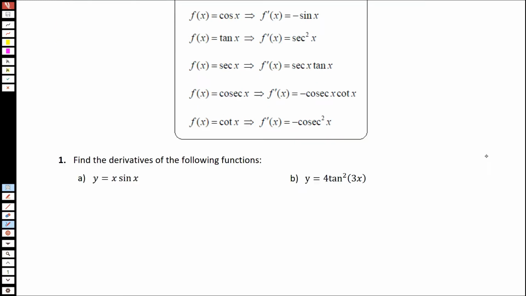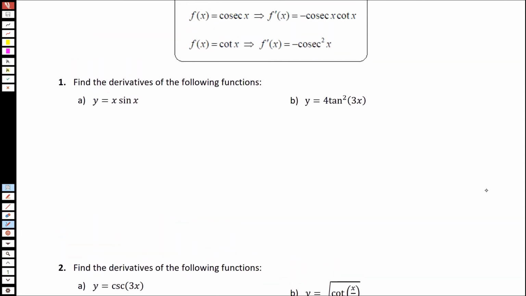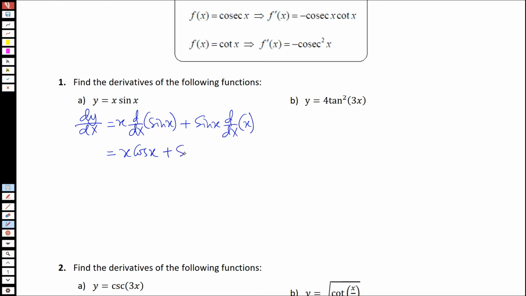So in number one, we are required to find the derivative of y equals x sin x. Because this is a product of two functions, we shall apply the product rule. So dy over dx will be equal to x multiplied by the derivative of sin x plus sin x multiplied by the derivative of x. Now the derivative of sin x is cos x, so this will be x cos x plus the derivative of x is 1, so this will just be sin x.